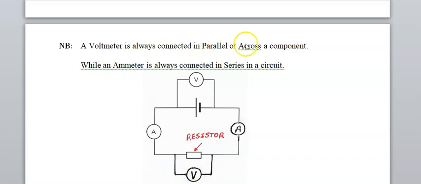So a voltmeter is always connected in parallel, whereas an ammeter, to measure the current, is always connected in series with a component. So here is an ammeter in series with the resistor and the battery. Current flows in these directions like this. There's another ammeter in series. So a voltmeter is connected across a component, an ammeter is connected in series with a component.